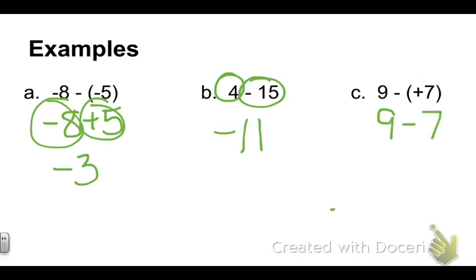That's a negative, and 9 minus 7 is simply 2. Just so you see how that works, positive 9, negative 7, the difference between 9 and 7 is 2. 9 has the greater absolute value, so it is a positive 2.